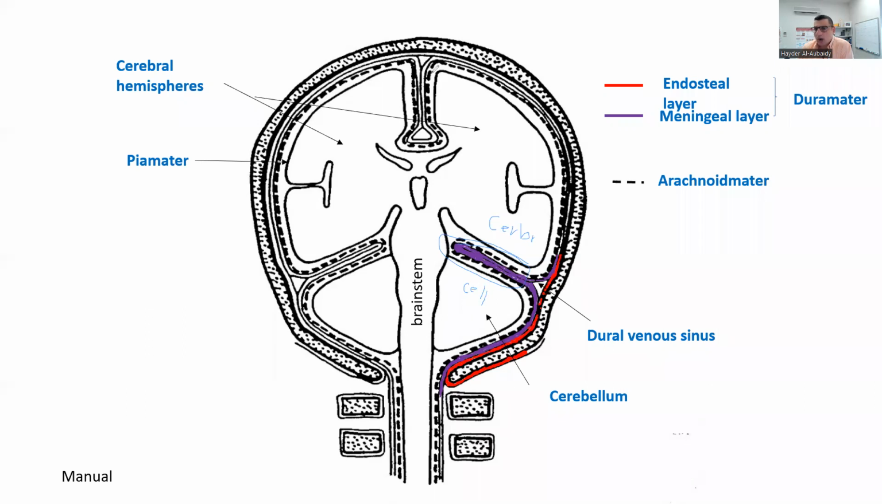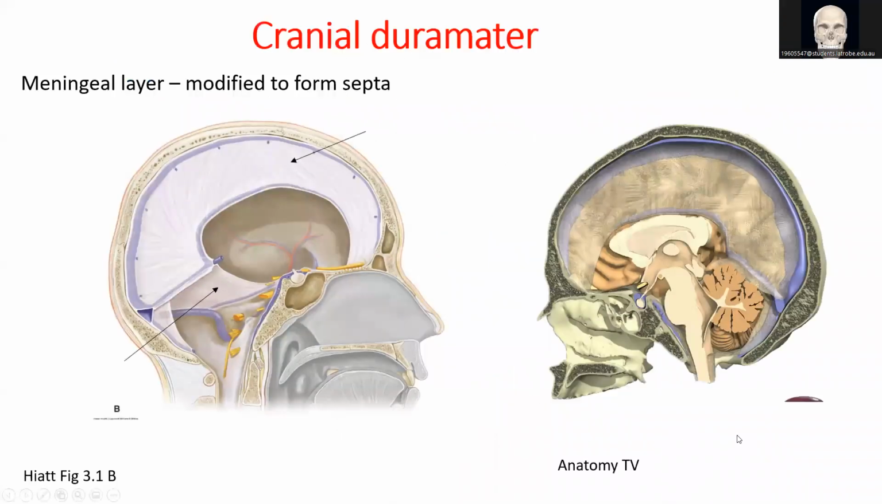While there is another one here, part of the meningeal layer that passes between the right and left cerebral hemispheres. This one has a name which is different from this one. So let's look at their names. Is that falx cerebri? Beautiful, thank you. So this is the falx cerebri. If you look at this one here, this is the meningeal layer.